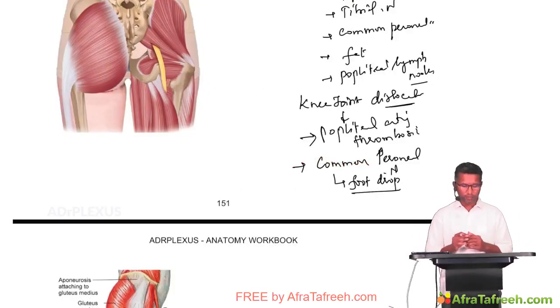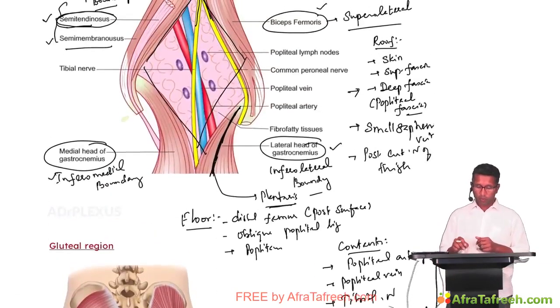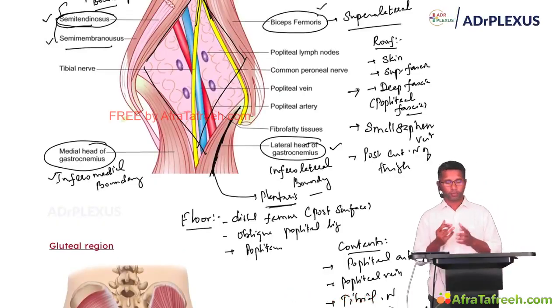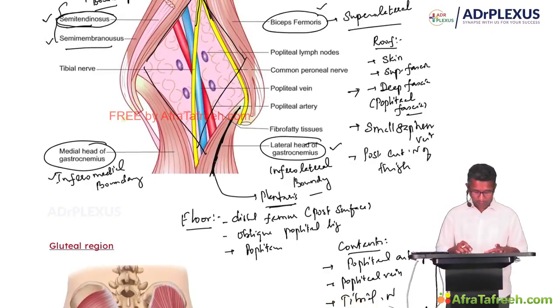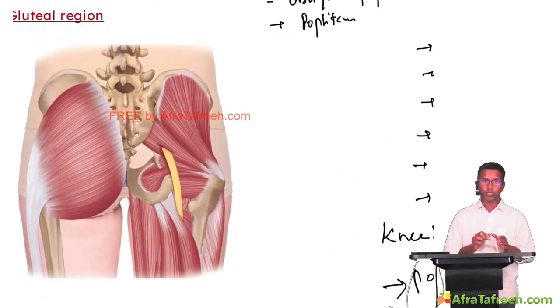So I think we were discussing the popliteal fossa. We were discussing the boundaries of the popliteal fossa, and the contents, the roof and the floor. I think we are done with it. We are going to the next important region, that is the gluteal region.